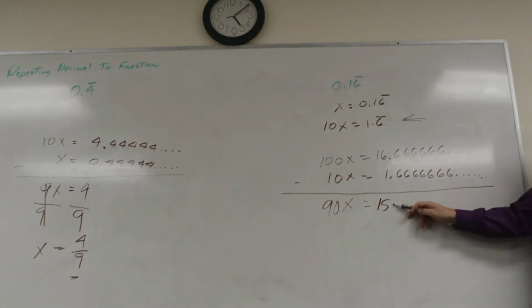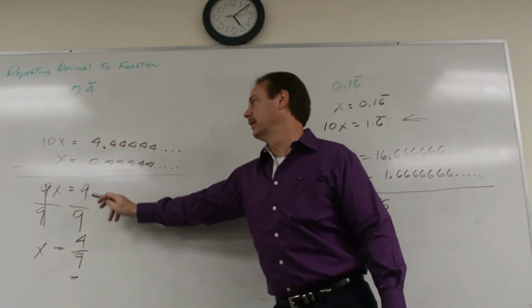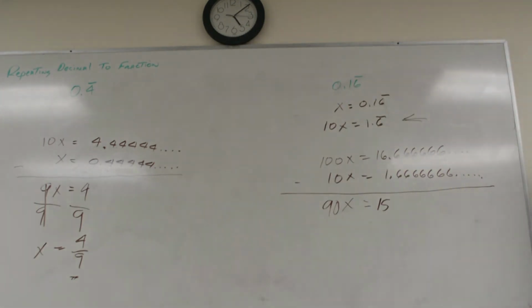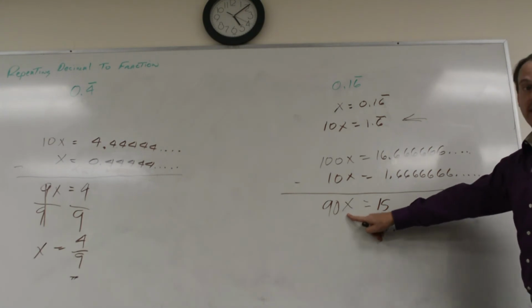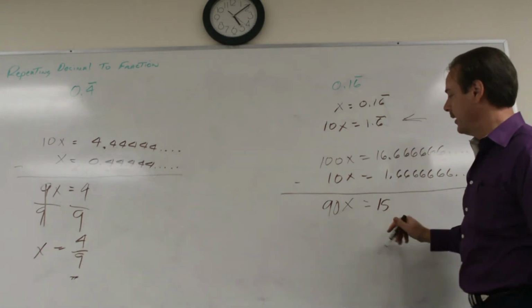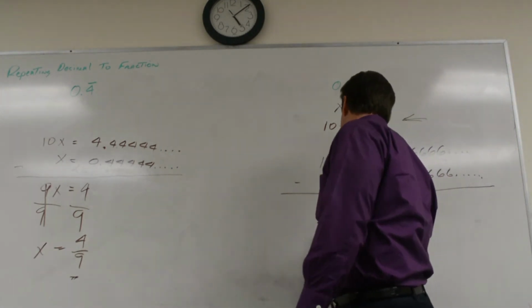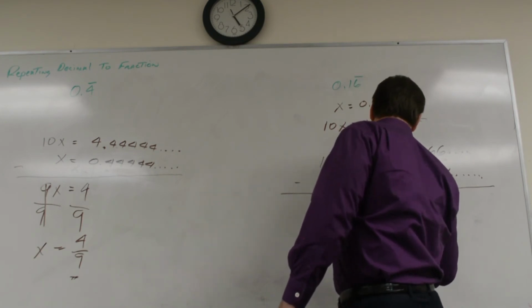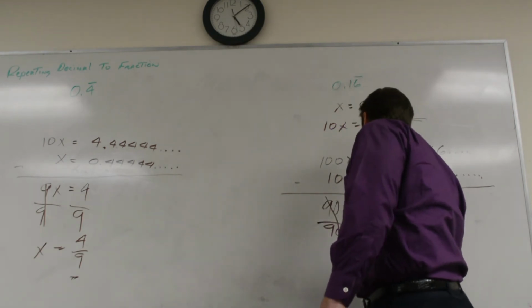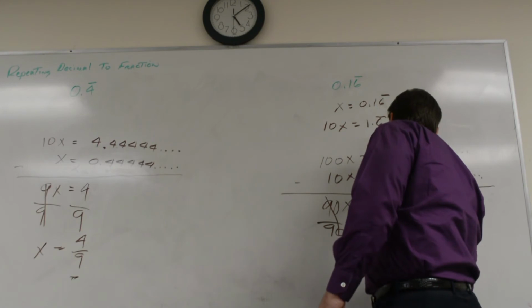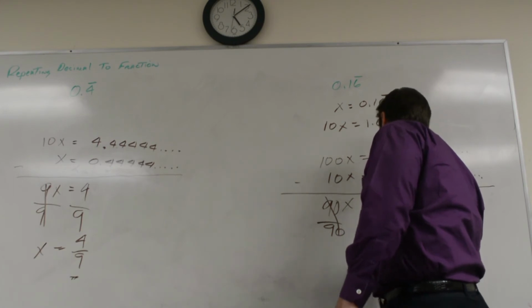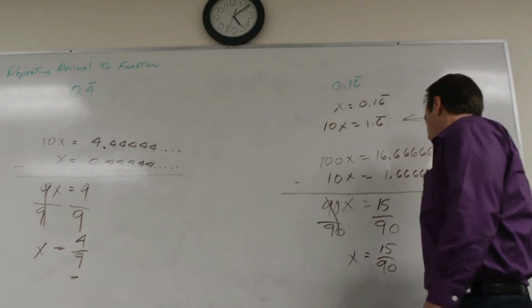Now this brings us back to this format here. Now, we want to get x by itself. We want to isolate the variable. So let's divide both sides by 90. If we do that, this will cancel. We'll get x equals 15 over 90.